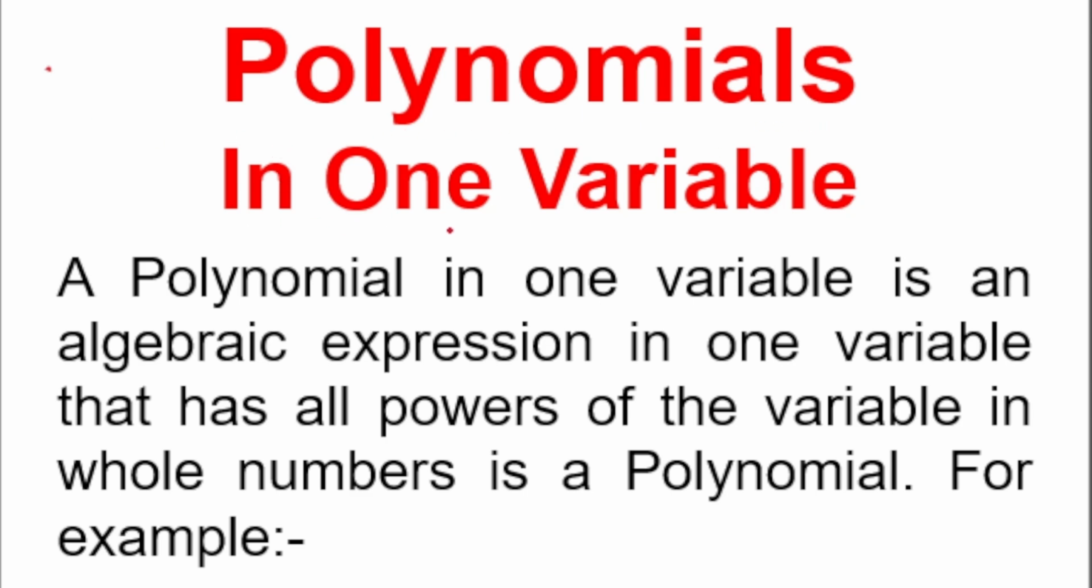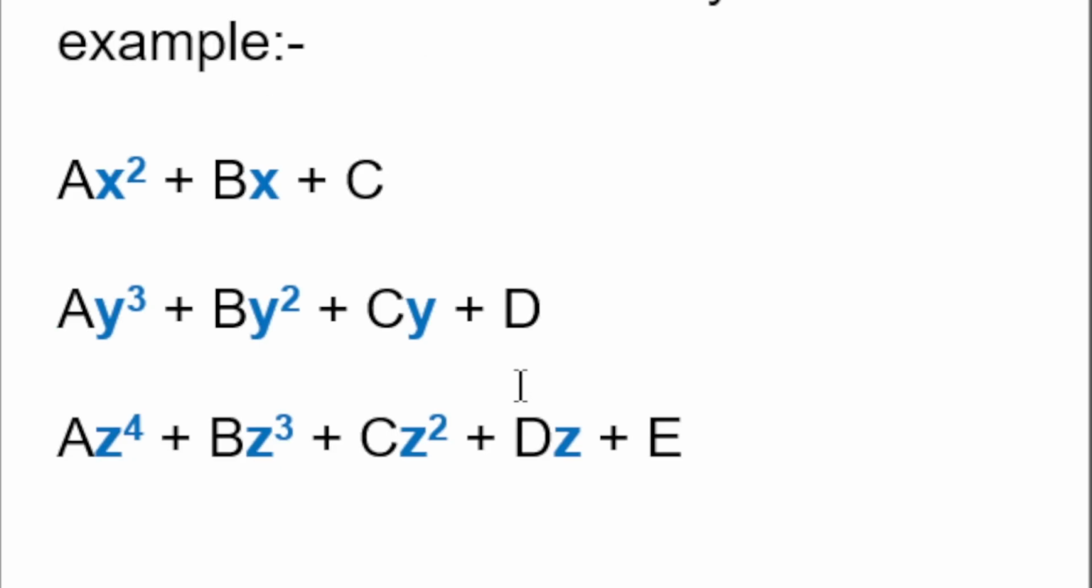Polynomials in one variable. A polynomial in one variable is an algebraic expression in one variable that has all powers of the variable in whole numbers. For example, ax² + bx + c, ay³ + by² + cy + a, z⁴ + bz³ + cz² + dz + e.